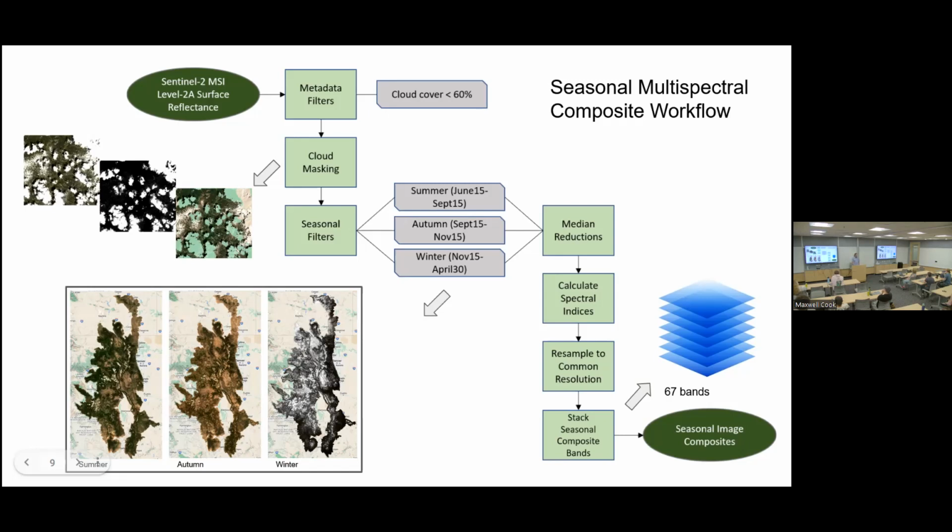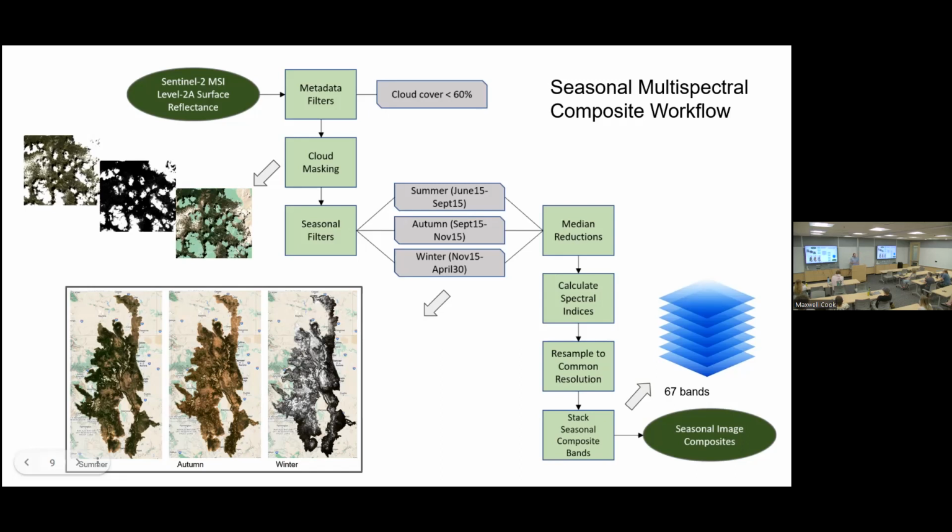Across our study region, we filter to identify granules or scenes that are less than 60% cloud cover. This just allows us to remove images that are extremely cloudy and difficult to use in the process. We then perform a cloud masking algorithm. And what this does, you can see in this image on the left, is we have a cloudy image, and then the Sentinel product comes with this cloud probability layer. So each pixel has a probability of how likely it is to be a cloud.